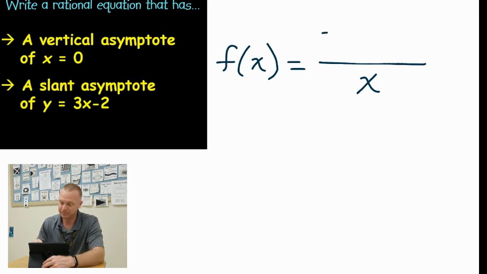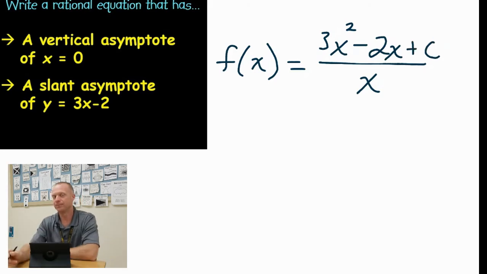Your numerator, well, now it's not going to have just 3x minus 2. That's right, we have to have a 3x squared minus a 2x. But there's one more thing. It's very interesting. It's actually the remainder. You see, without that plus c right there, I actually would not have a remainder, and therefore I wouldn't have that value that's pushing me away from the slant.